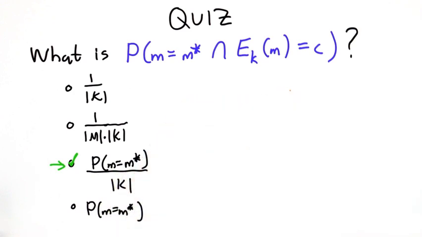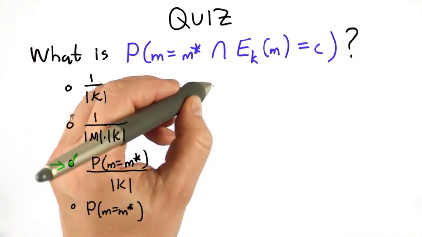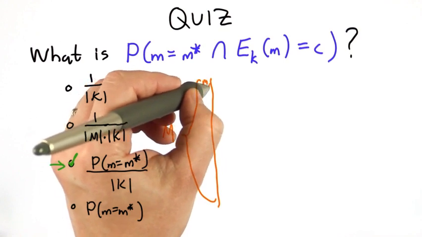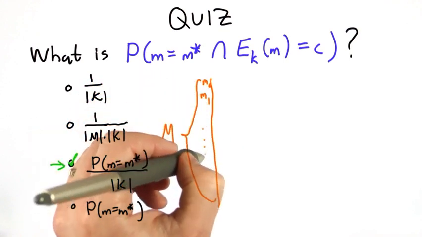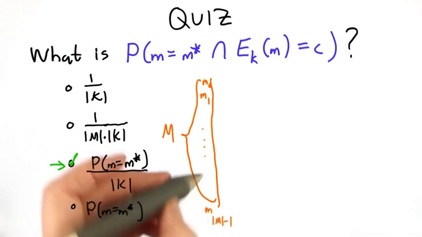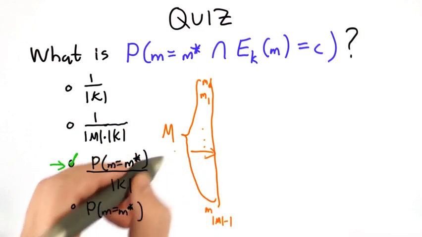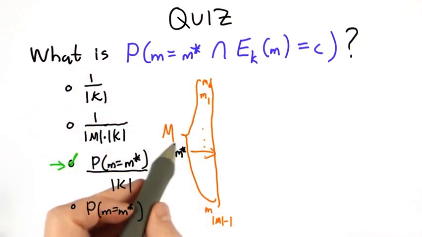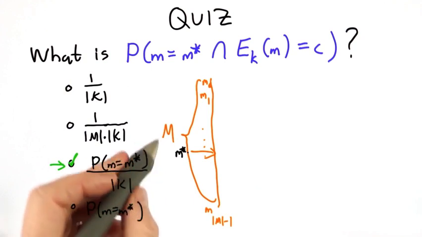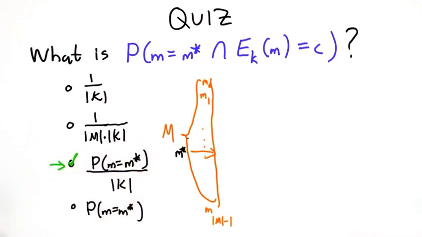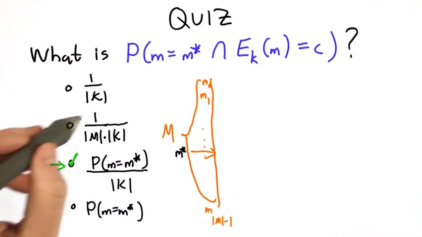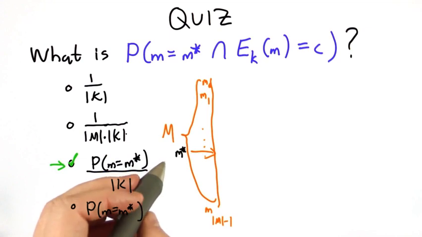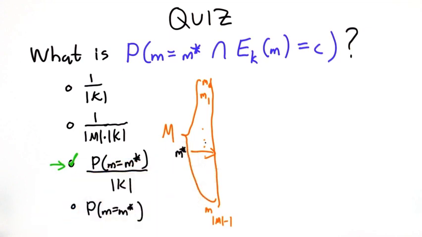To see why, let's think about our probability space. We have all the possible messages being ordered. So we have message 0, message 1, all the possible messages. And there's some message that we've selected that's message M star. We don't want to assume that the messages are uniformly distributed. So the probability that the message is M star is not necessarily 1 divided by the number of messages. If the messages were uniformly distributed, then this answer would also be correct. But they're not. We don't want to assume that. Maybe the attacker has some prior knowledge about the distribution of messages.